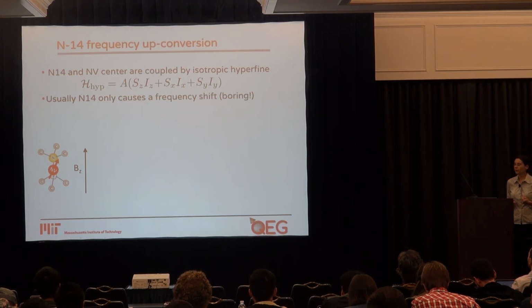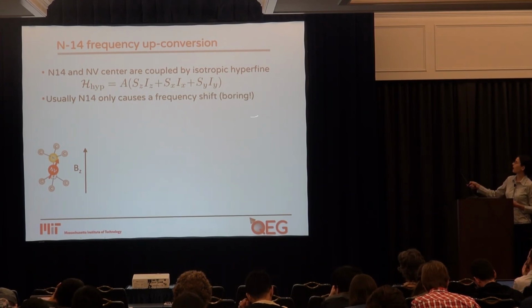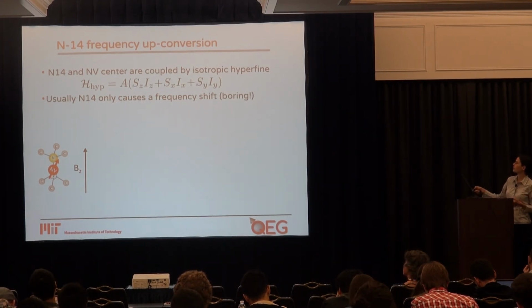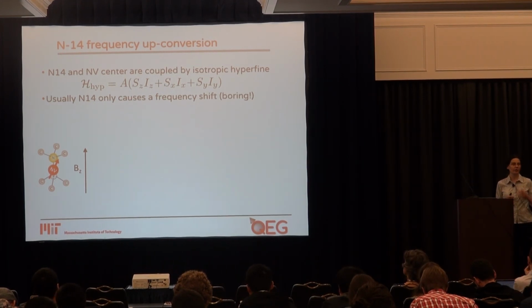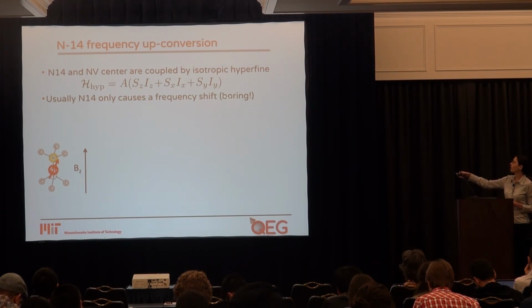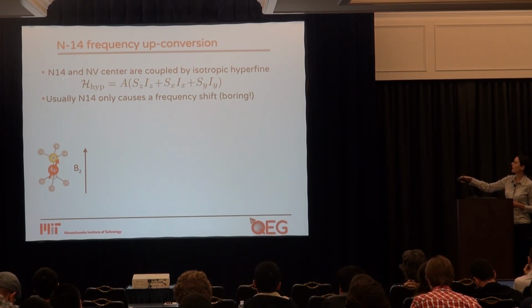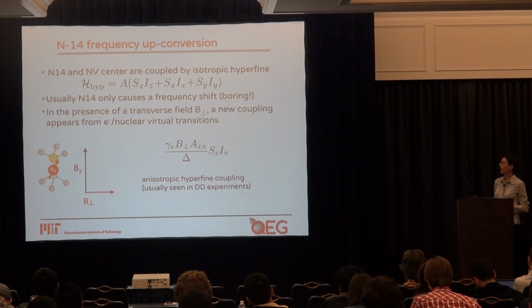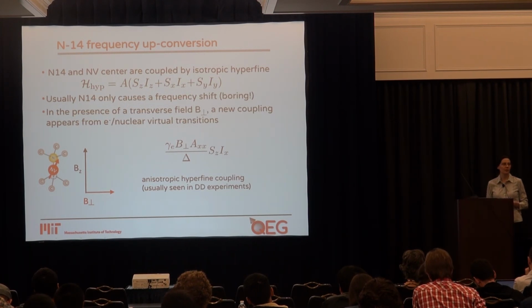The two spins, the electronic and nuclear spin, are coupled by the so-called isotropic hyperfine interaction, a Heisenberg type of interaction where S is the electronic spin and I is the nuclear spin. Because of the larger energy difference between the levels of the electronic spin, these two terms drop out, and so the N14 only causes a frequency shift, which is boring because it's always there and we can just cancel it out very quickly.